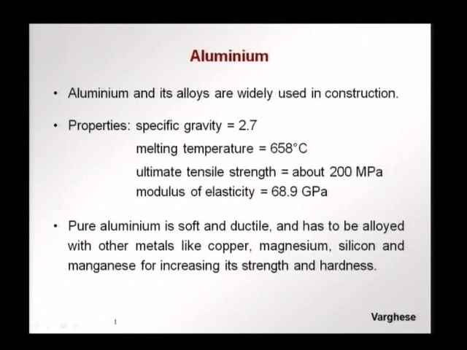Pure aluminum is soft and ductile, and therefore, for usage in engineering it has to be alloyed with other metals like copper, magnesium, silicon and manganese, so that we get sufficient strength and hardness with which we can use it.